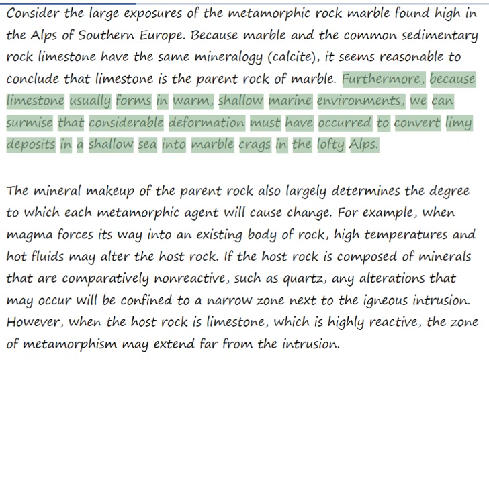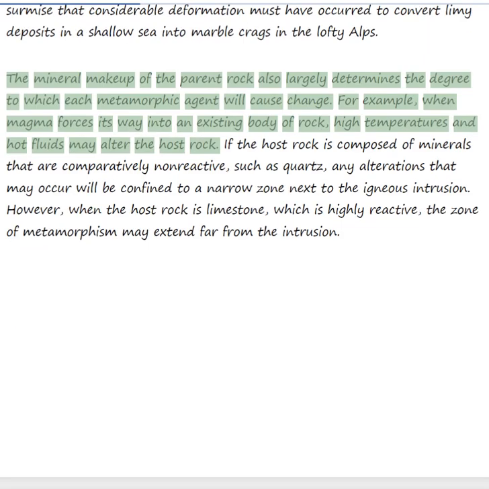Furthermore, because limestone usually forms in warm, shallow marine environments, we can surmise that considerable deformation must have occurred to convert limey deposits in a shallow sea into marble crags in the lofty Alps. The mineral makeup of the parent rock also largely determines the degree to which each metamorphic agent will cause change.